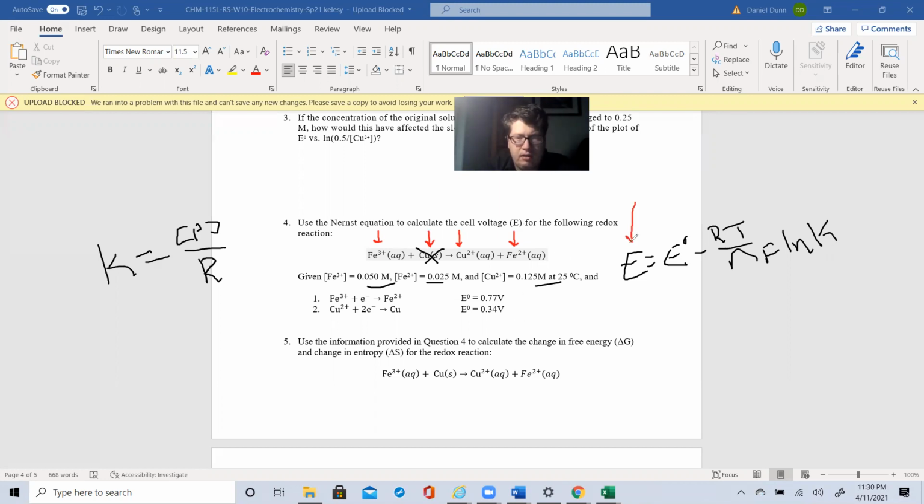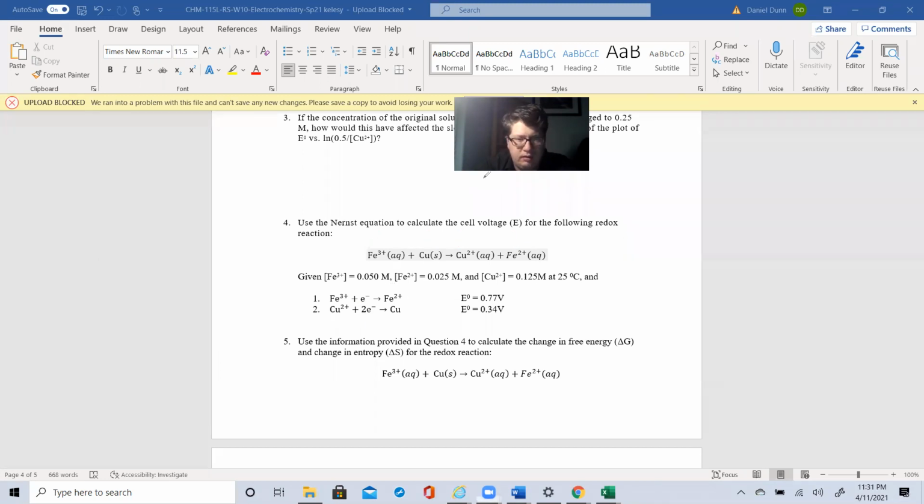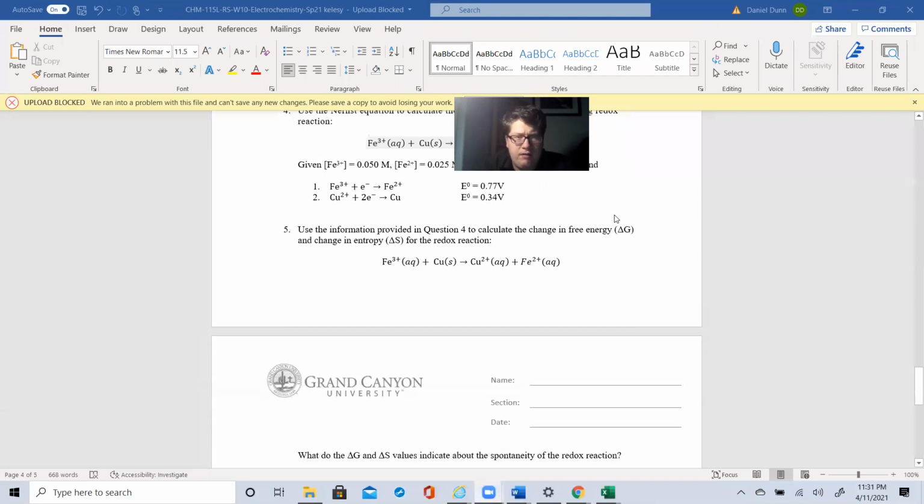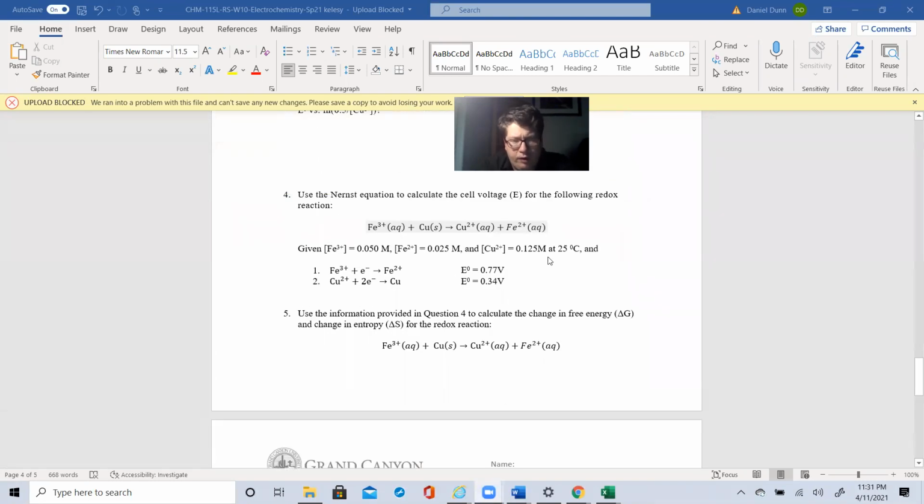If you're solving for E, let me know. You might have to balance the equation, hint, hint, wink, wink, because you notice that this one is doing 2 electrons, this one's doing 1 electron. They're not equal. You do have to balance it. So wonder how you would do that. Number 5 is use the information for question 4.